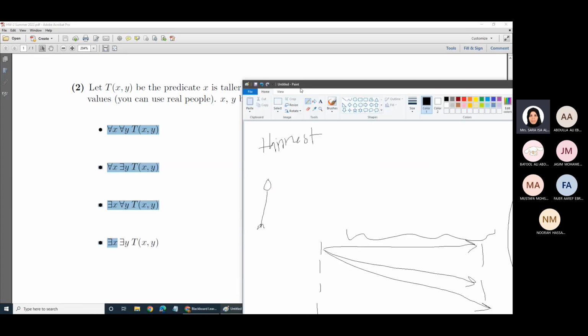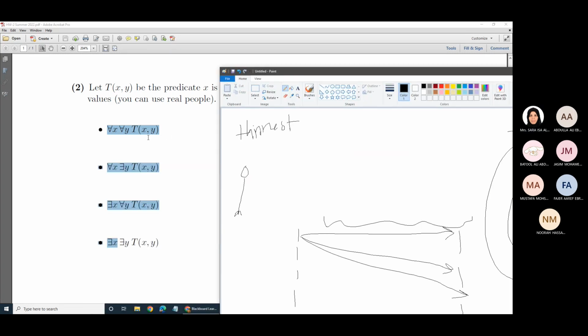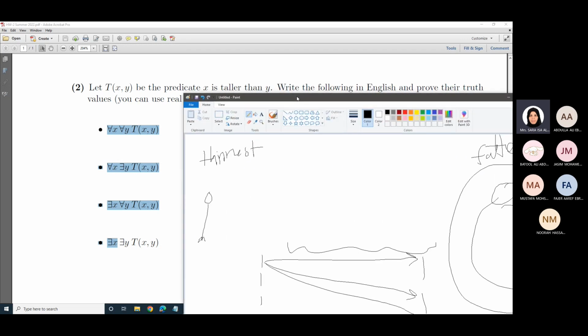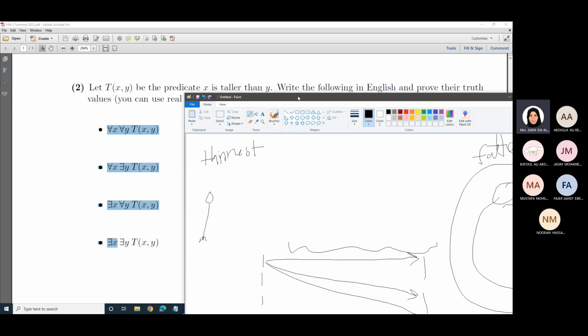So you have to write the English statement. Then you have to tell me if it's true or false, and you can explain, especially for the universal. You will find the negation with the opposite. For example, here you have taller, so the opposite will be shorter, the shortest person.